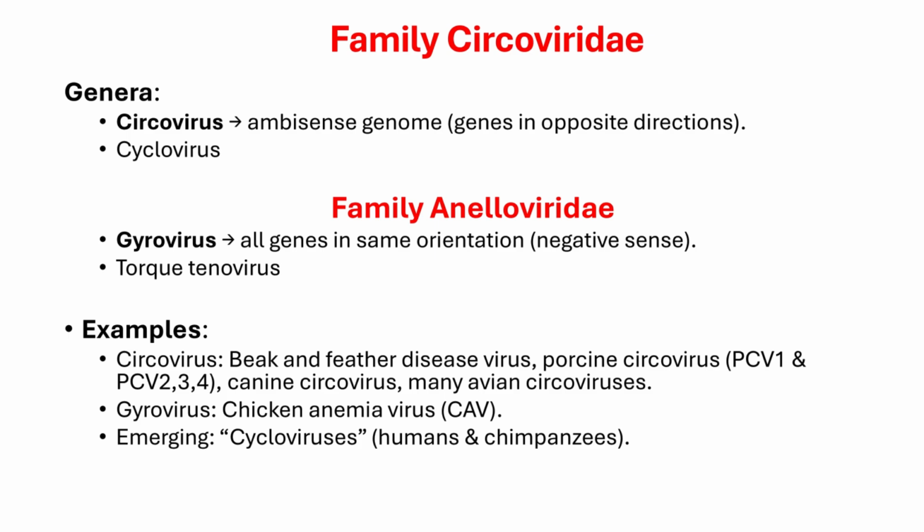Now, let's move to the Anelloviridae family. Within this family, the major genera include gyrovirus and torque-tinovirus. Gyroviruses are easy to recognize because all of their genes are oriented in the same direction, following a negative sense pattern. An important example is the chicken anemia virus, or CAV, a well-known pathogen causing immunosuppression in poultry. And finally, torque-tinoviruses are widely distributed and found in many species, including humans.